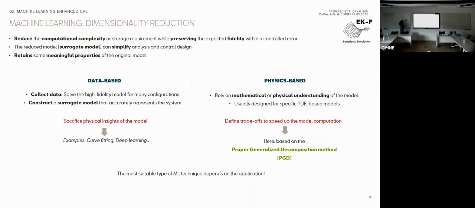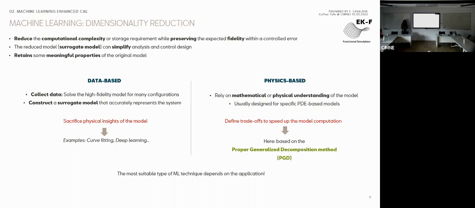So the dimensionality reduction methods in the field of machine learning help us to reduce this computational complexity, right? So we can preserve somehow the accuracy up to a level that we are interested in, but reduce a lot the computational complexity. And of course, this reduced model, also called surrogate model, helps us to simplify the analysis and also to simplify the design process itself.